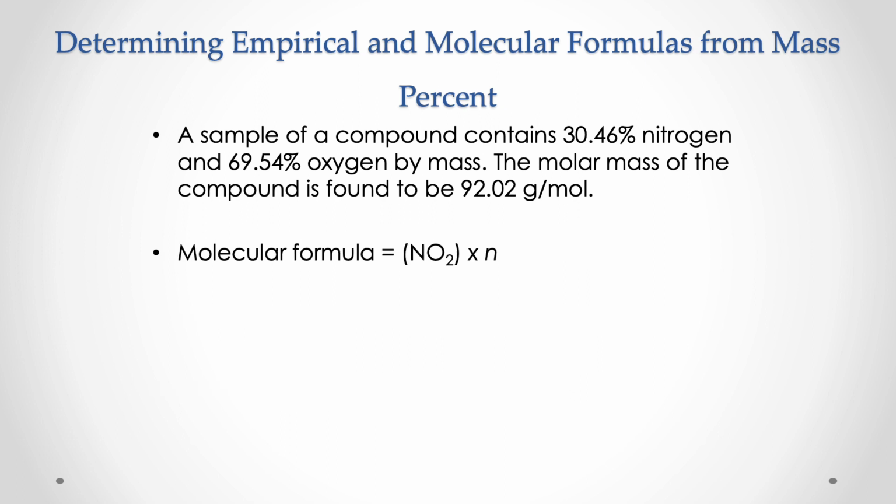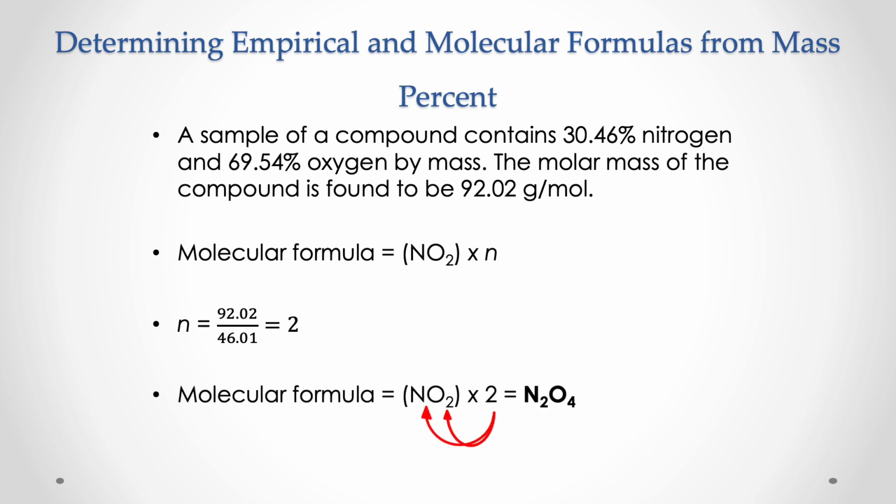We need to multiply the empirical formula by some multiple n. n equals the molecular formula molar mass divided by the empirical formula molar mass. Here, the molecular formula molar mass, 92.02 grams per mole, was given in the problem. The empirical formula molar mass is the molar mass of NO2, 46.01. We can distribute the ratio of 2, and the molecular formula is N2O4.